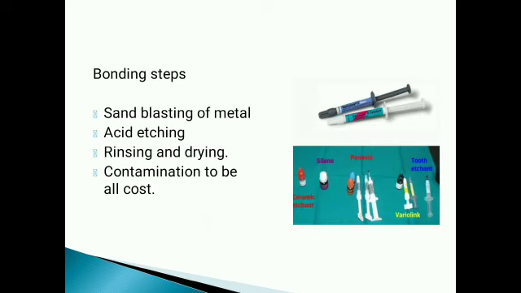Coming to the resin bonded fixed partial denture. Here, mechanical bonding and electrolytic etching. In mechanical bonding, retention obtained can be either macroscopic or microscopic in nature. Macroscopic retention is by mechanical interlocking. Microscopic retention is by electrolytic etching.